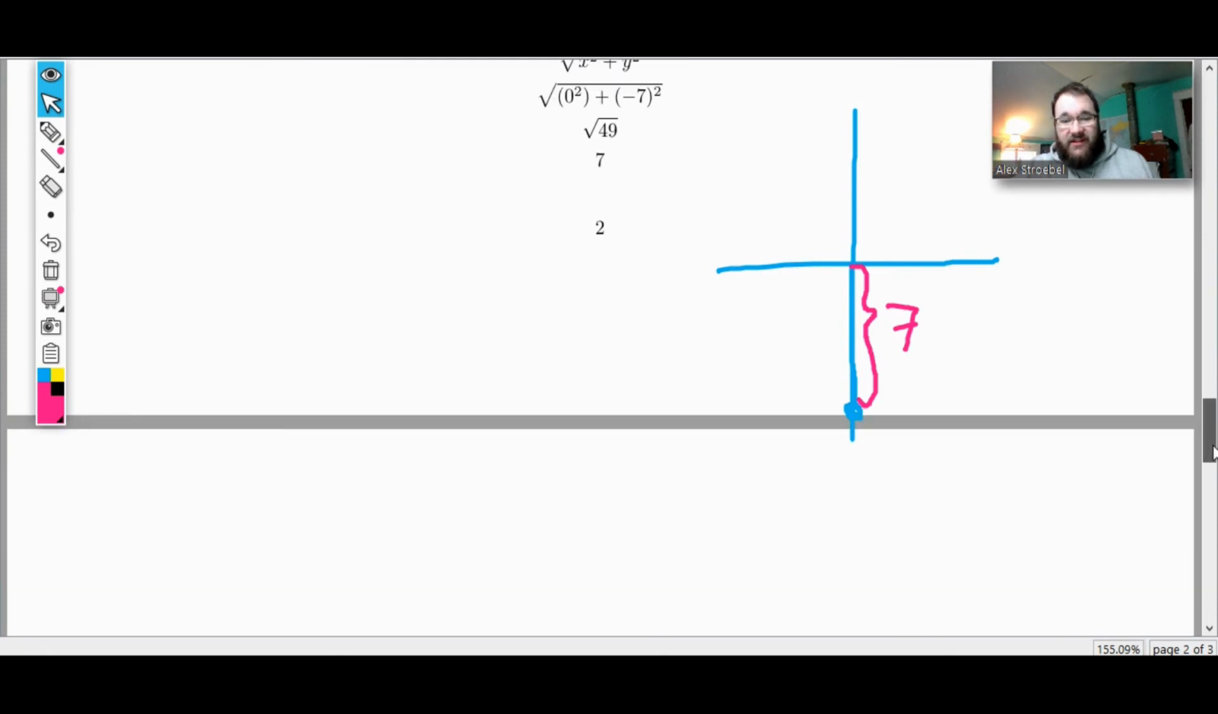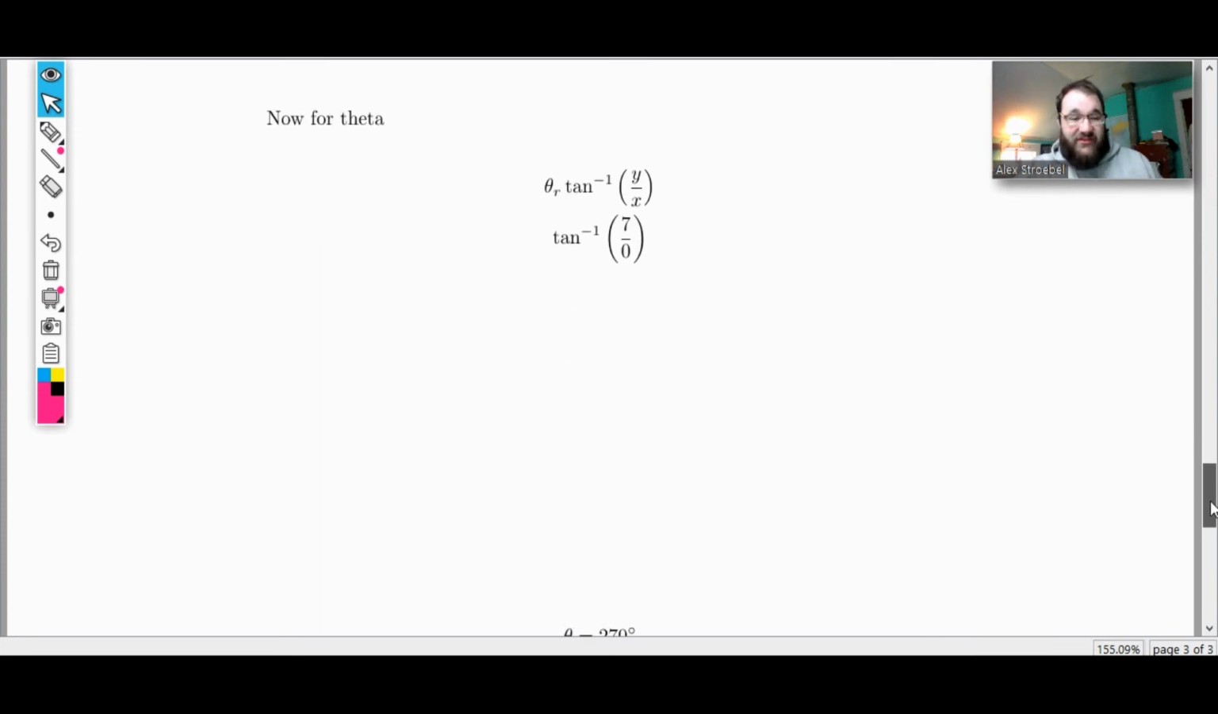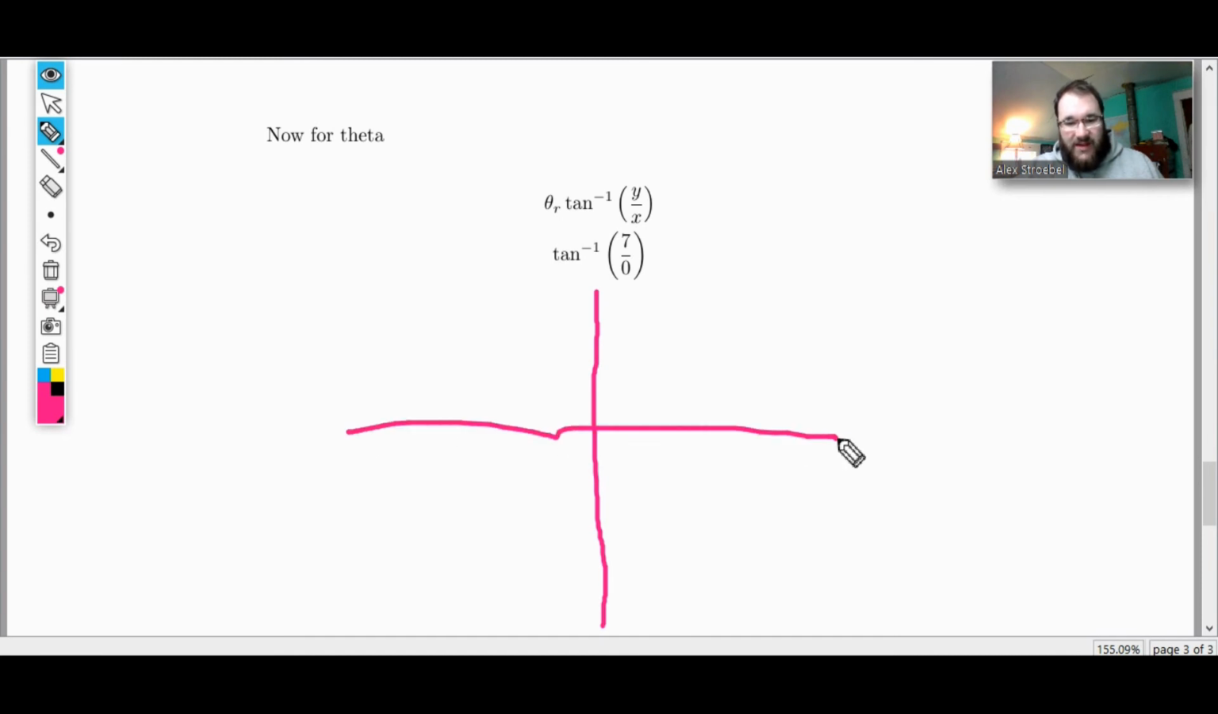Now we have to find our theta, and theta uses y over x, so we have 7 over 0. This formula doesn't seem to work for this situation, so we're just going to have to visualize what this point looks like. Again, this is our x and y axis, and this is our point. You can see that the distance is going to be 7, which we already calculated from the formula.